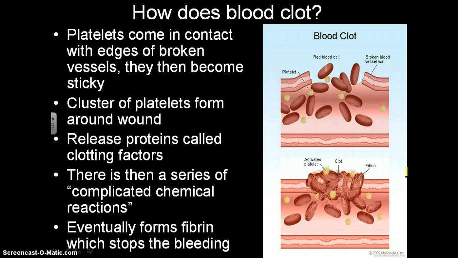What eventually is going to stop the bleeding is the fibrin that forms. So you can see in the picture, it starts to form this net-like structure, so all that stickiness, and then the fibrin forms, and you basically can stop the bleeding or keep it under control.